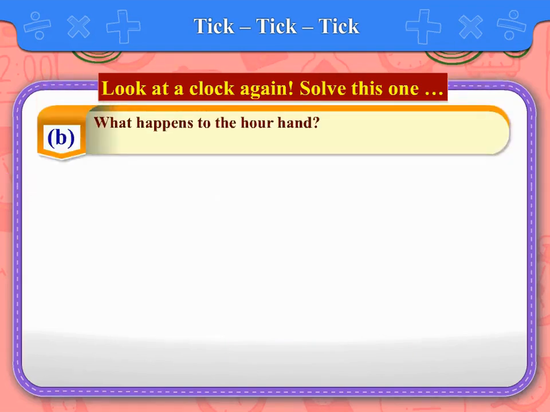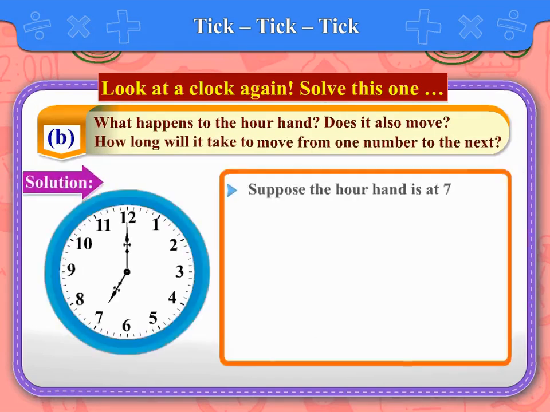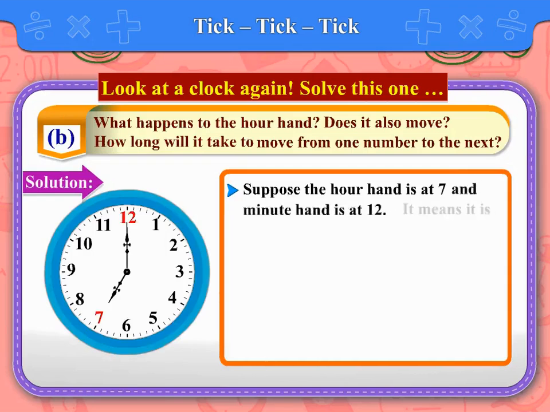B. What happens to the hour hand? Does it also move? How long will it take to move from one number to the next? Solution. Suppose the hour hand is at 7 and the minute hand is at 12. It means it is exactly 7.